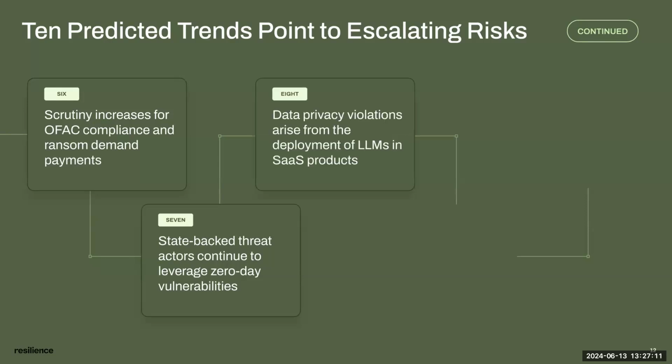Next, we see that data privacy violations arise from deployment of LLMs and SaaS products. I've already mentioned the threat that LLMs could pose, but this is actually related to the use of LLM output in software as a service products. These new AI capabilities, such as large language models within digital and SaaS products, are revolutionizing the way consumers interact with online products.